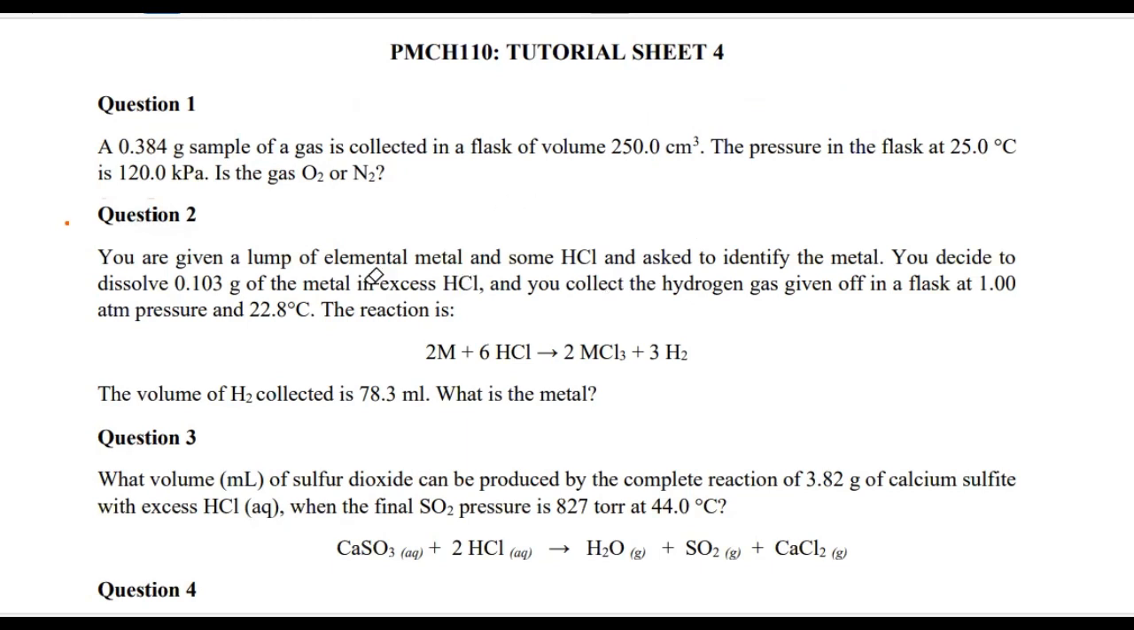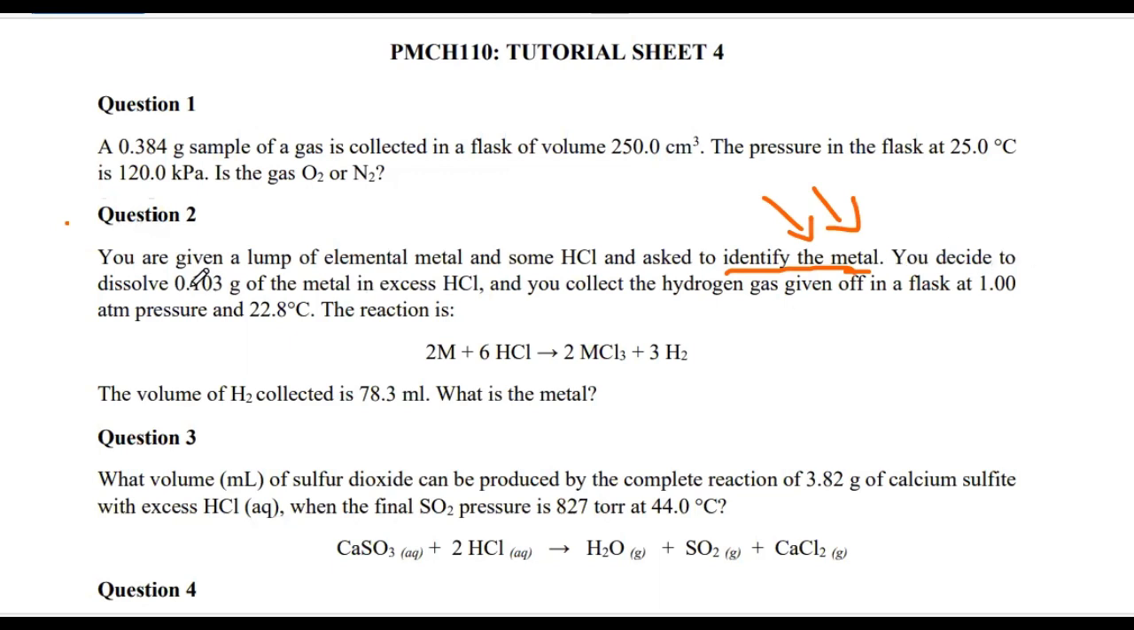So question 2, they are saying you are given a lump of elemental metal and some hydrochloric acid and asked to identify the metal. Whenever you see identify the metal, we have to find either the atomic number or the molar mass. So this is our aim in this question, to find the atomic number or the molar mass of this metal. If we find those numbers, it will be easier for us to identify this metal.